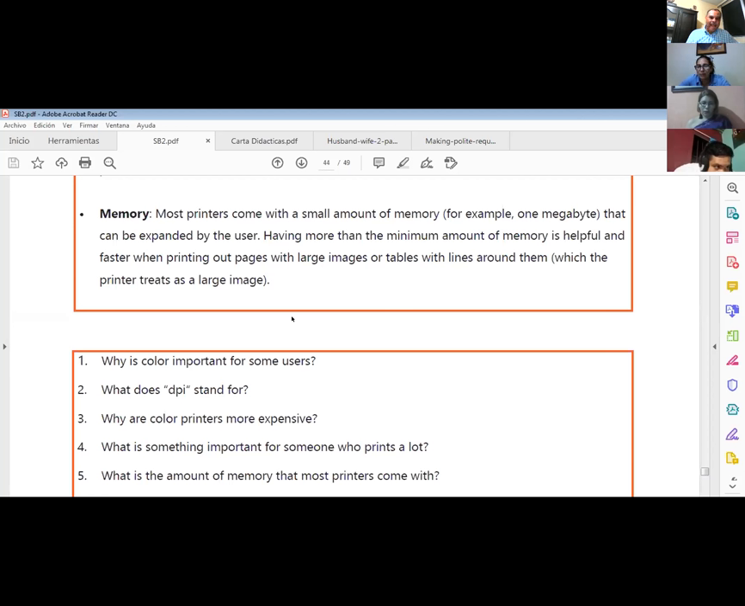Around them. Which one? Small amount. Small amount, pequeña cantidad. Most printers come with a small amount of memory. Okay? La mayoría de impresores viene con una cantidad pequeña de memoria. For example, 1 megabyte. But that can be expanded by the user.